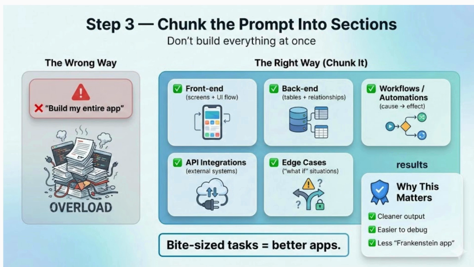And here's why chunking is powerful. When AI gets bite-sized tasks, the output becomes cleaner, the build becomes predictable, debugging becomes easy and you stop getting Frankenstein apps. So step 3 is basically don't prompt like you're begging for an app. Prompt like you're managing an app.